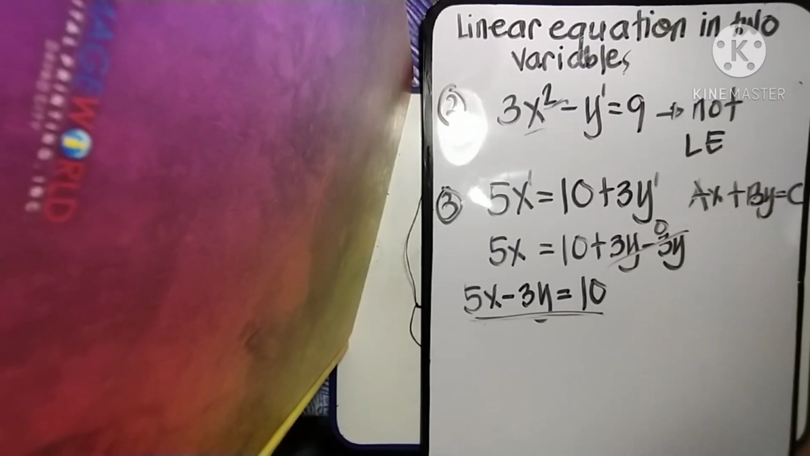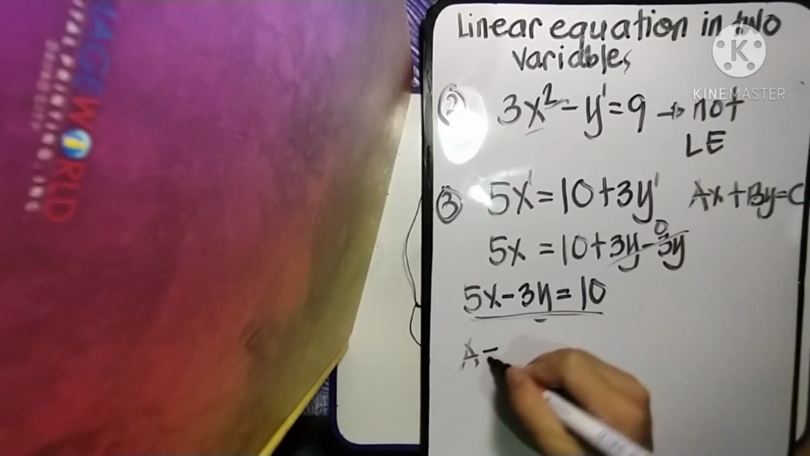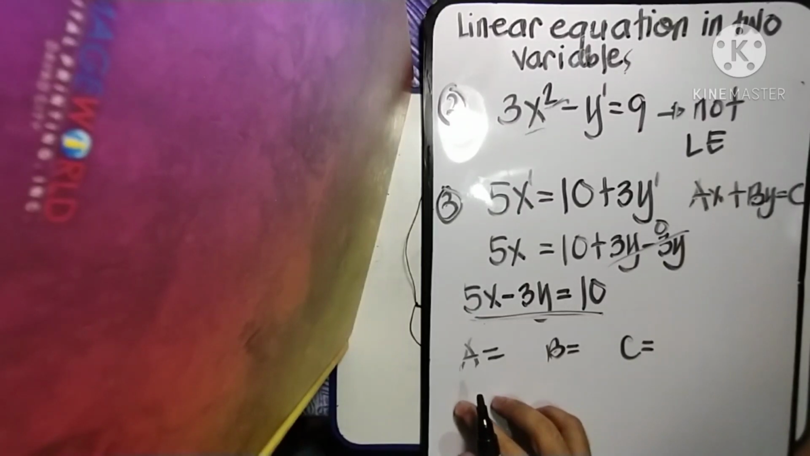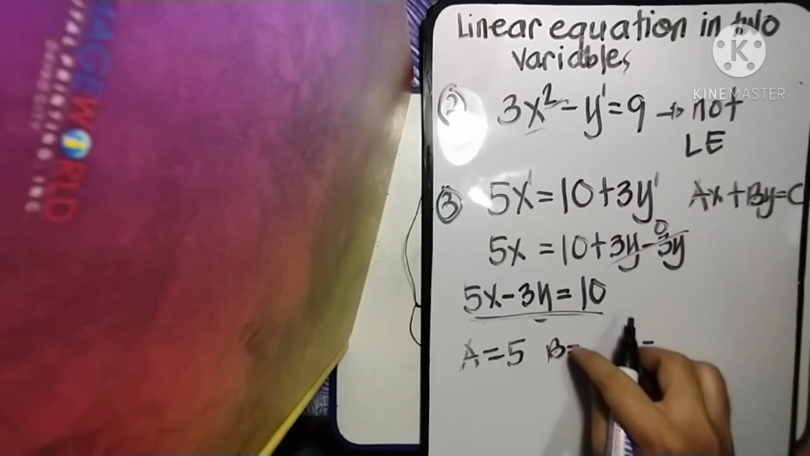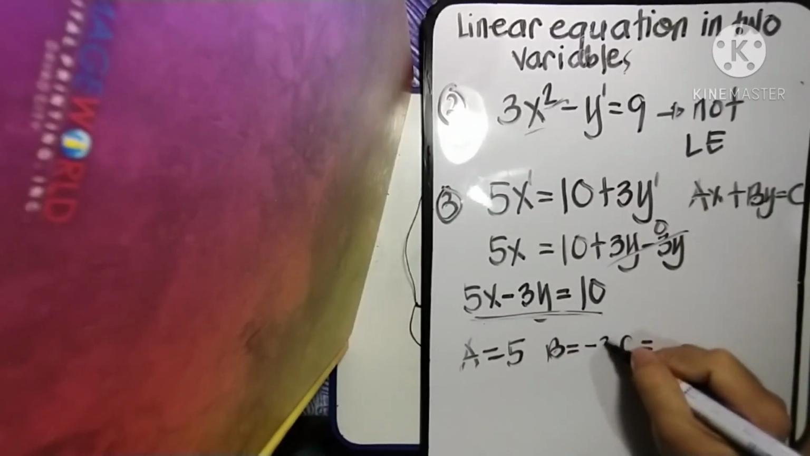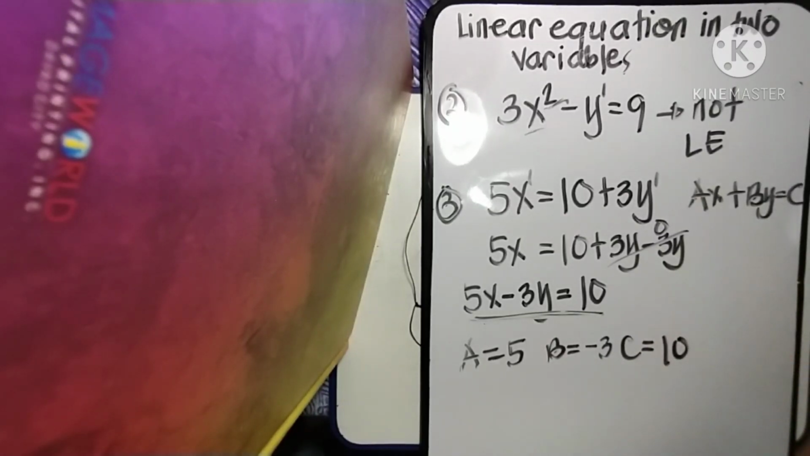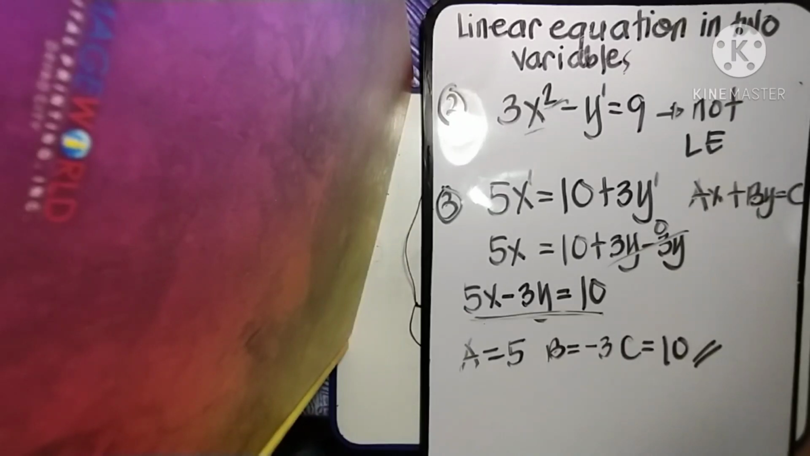So, since na-rewrite na siya into standard form, we can now identify the value of our a, the value of our b, and the value of our c. Now, the value of a is always beside with x, which is equal to 5. Then, the value of our b, which is always beside with y, this is negative 3. And the value of our c, or the constant, is equal to 10. So, these are now the values of a, b, and c based from this given linear equation in two variables.